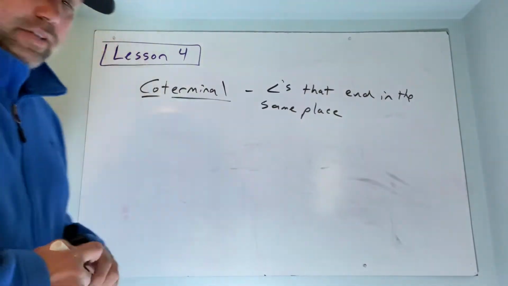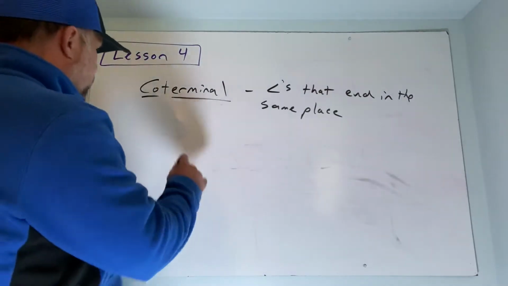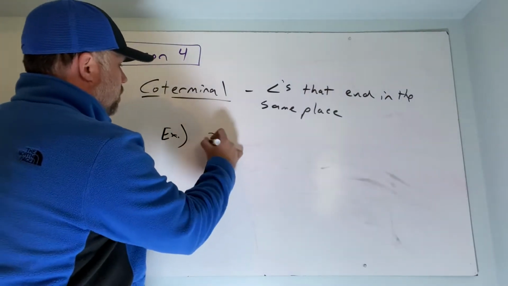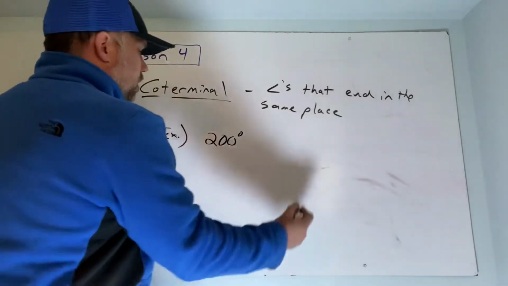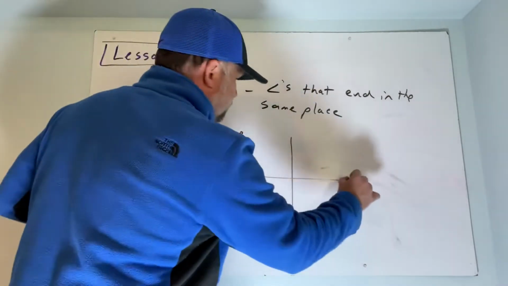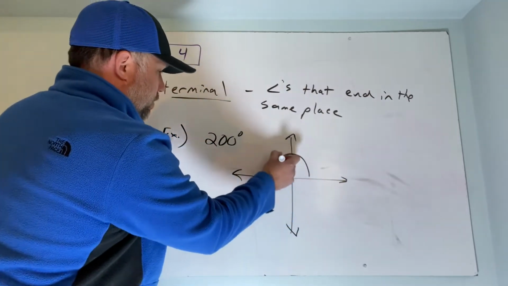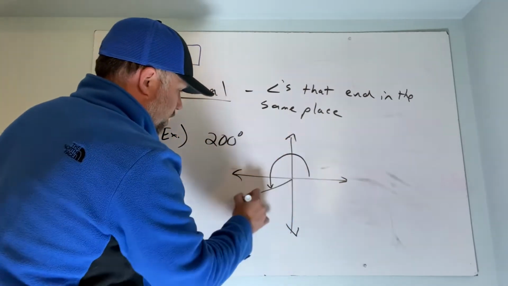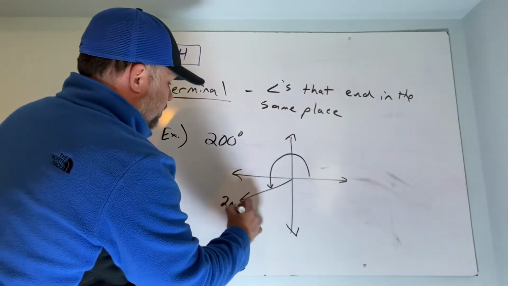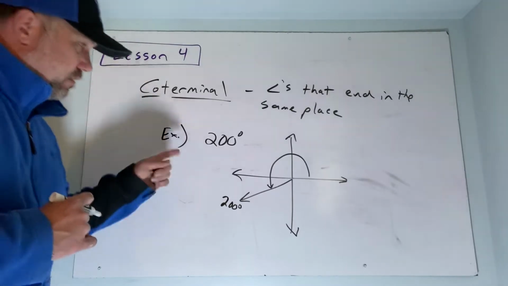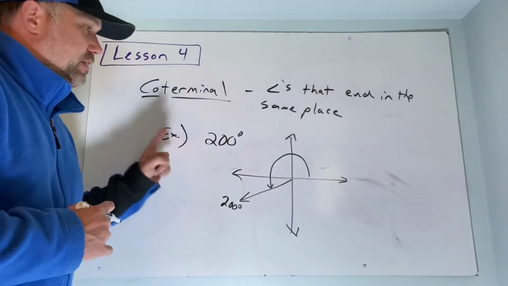So let me show you an example of that here. So if I wanted to take, for example, 200 degrees. All right, so let's look at 200 degrees. 200 degrees opens counterclockwise, lands right there. There's 200 degrees. Coterminal means I could name another angle that lands in that same exact spot.